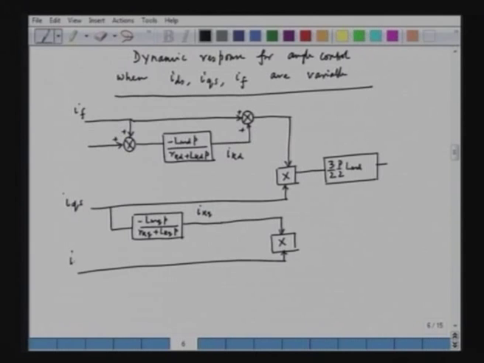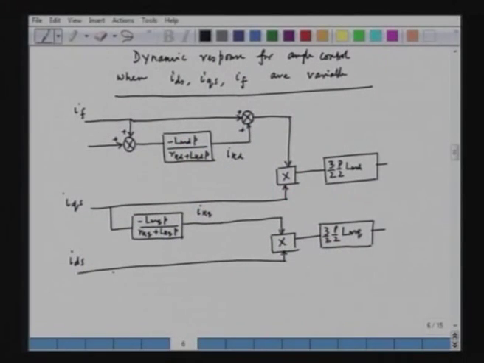These are IDS, and this is multiplied with a constant 3 by 2 P by 2 LMQ. So, this is the second term. Now, what about the third term? Third term is the reluctance torque, which is the product of IQS with IDS into LDS minus LQS.